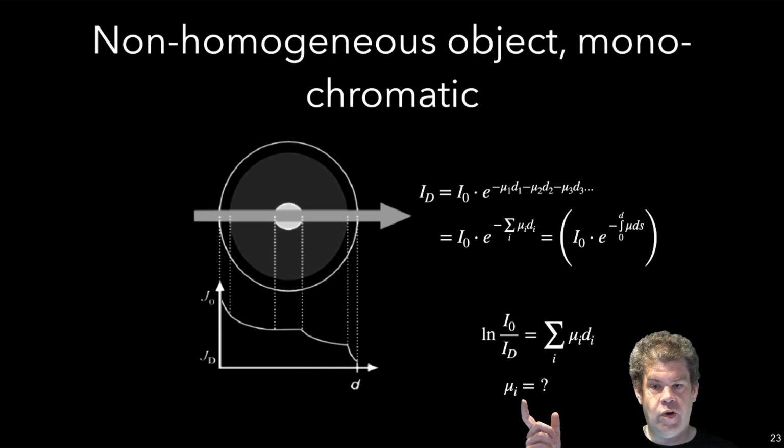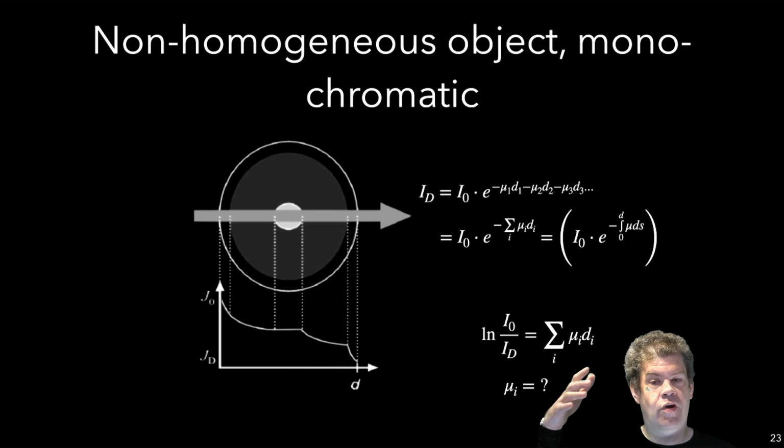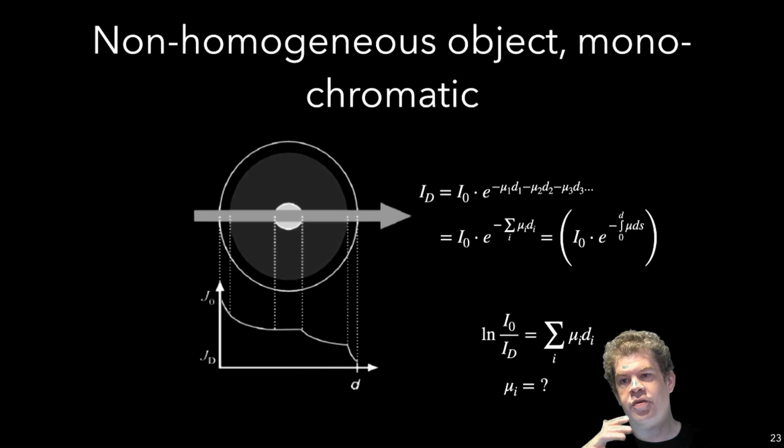So I would have to know all of the absorption characteristics except for one, and then I would be able to solve it. And I would have to know all those D's, all the thicknesses. Okay, so if I would know everything except for one, I could figure that one out. Okay, not a good idea.